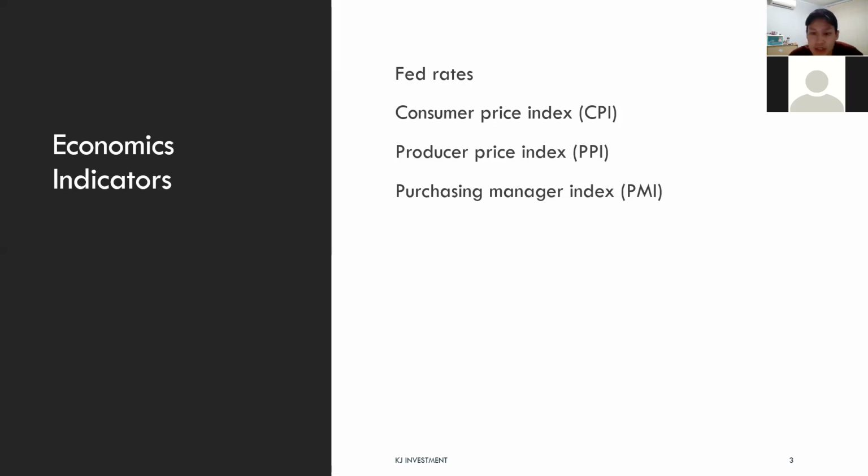PPI, on the contrary, is the opposite of CPI. It is the Producer Price Index. We measure the change in price of goods, viewing the trend on different manufactured goods, such as the individual willingness to spend on a particular product.